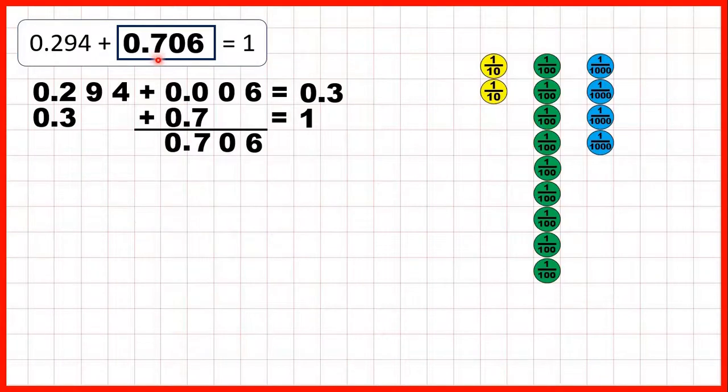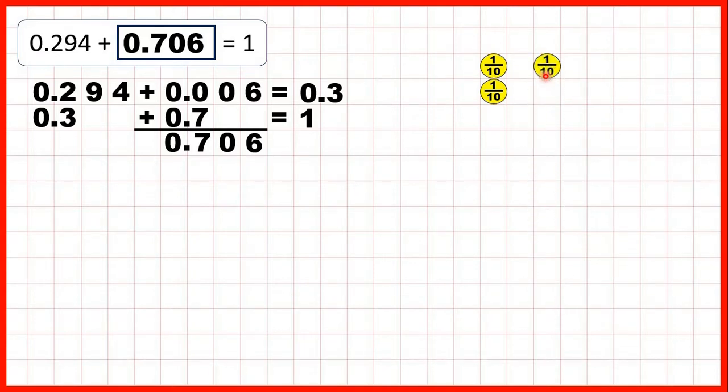Now let's look back at this first question. We started with 0.294 and needed to make 1 whole. First, we added 6 thousandths. So if we add 1, 2, 3, 4, 5, 6 thousandths, we now have 10 thousandths. So we can exchange those for 1 hundredth. But doing that means that we now have 10 hundredths. So we can exchange those 10 hundredths for 1 tenth. So adding the 6 thousandths gave us 0.3, or 3/10.